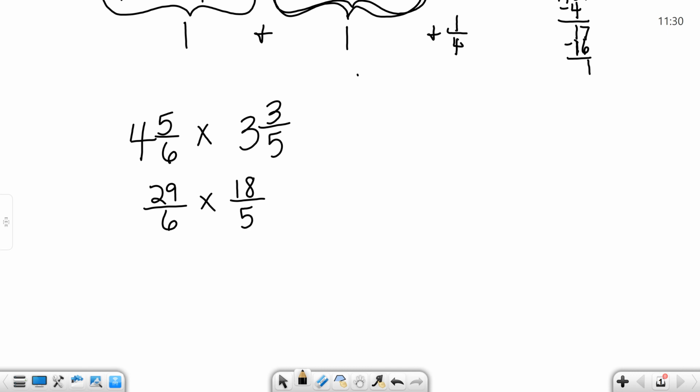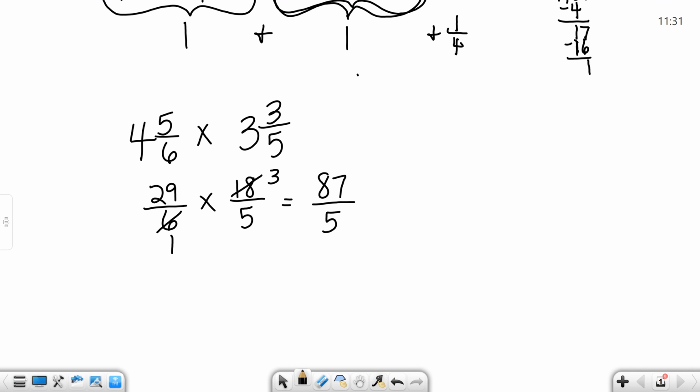Okay, we look at our numbers now and we see if we can cancel. We have 6 and we have 18. Those are both divisible by 6. 6 goes into 6 one time, 6 goes into 18 3 times. 5 and 29, there's nothing that those are both divisible by that will help us. So 29 times 3 is 87. 1 times 5 is 5.